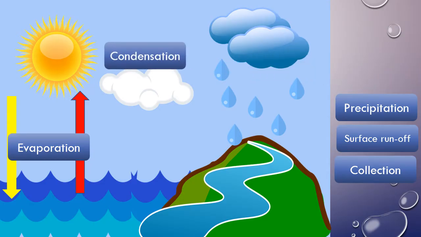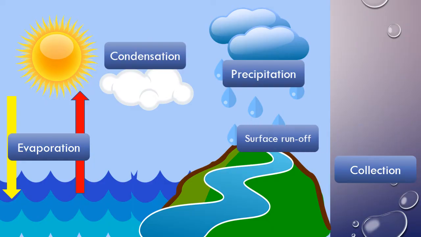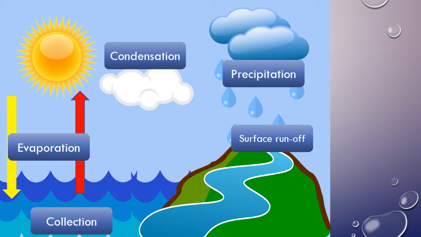When the water droplets become heavy, they fall back down to earth. This is called precipitation. The water travels across the land in streams and rivers, known as surface runoff. Finally, the water collects in the seas, oceans and lakes, ready for the water cycle to begin all over again.